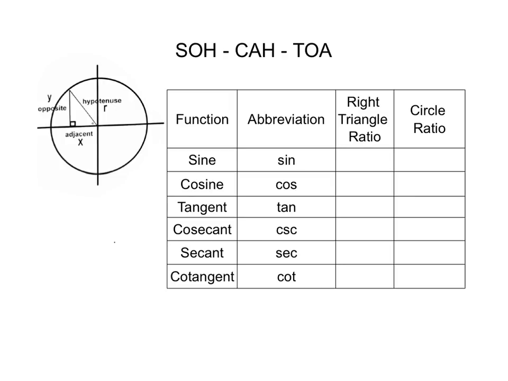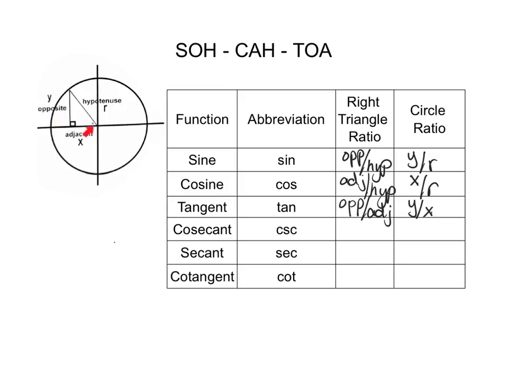So if I think about a right triangle, sine again is opposite over hypotenuse. And in a circle, the opposite side is y, and the hypotenuse side is the radius of my circle. So this would be y over r. Cosine is adjacent over hypotenuse, and that then would be x over r. Adjacent, x, over hypotenuse, r. Tangent is opposite over adjacent, or y over x.